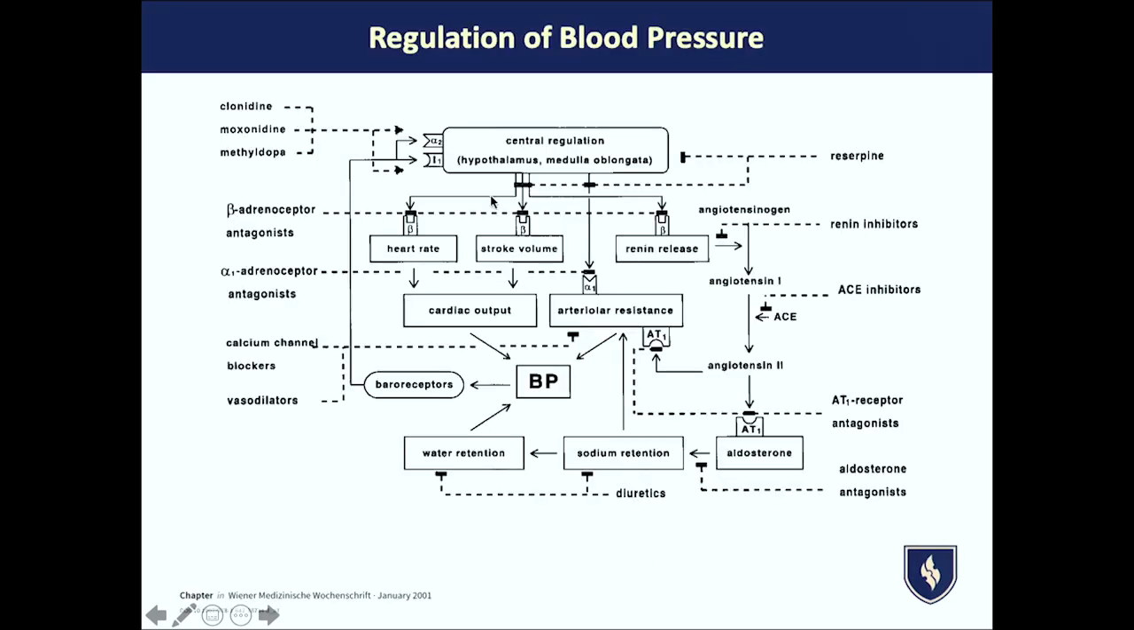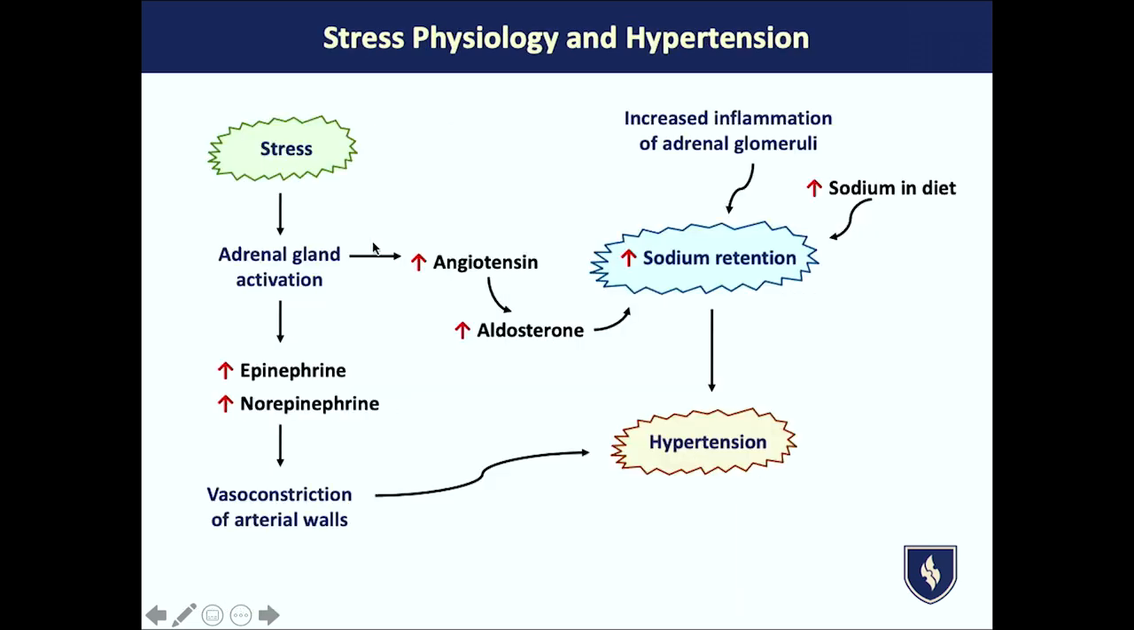And then when you look at all the different mediators of blood pressure, this is why you have beta-adrenergic antagonists and alpha-1 antagonists and calcium channel blockers and vasodilators. They're trying to block every different part of the system. But again, these are more downstream effects. We want to look at upstream effects.